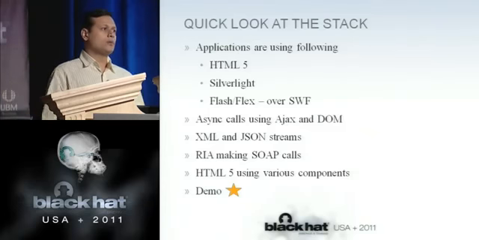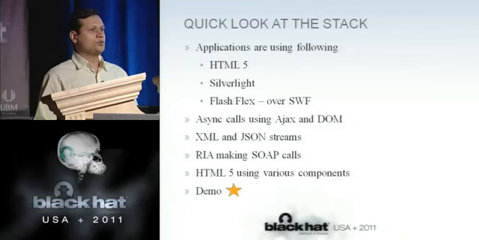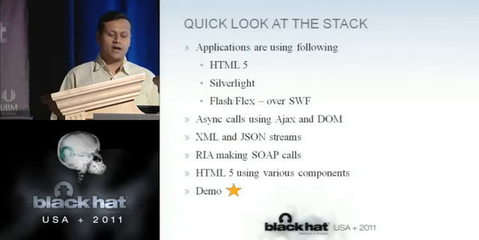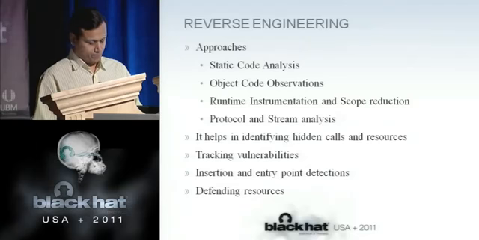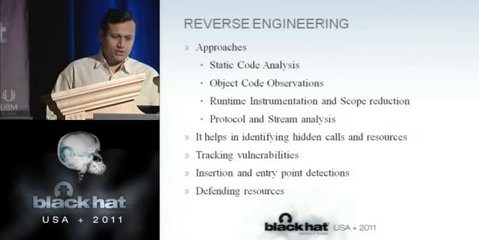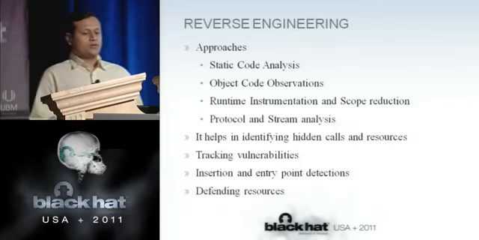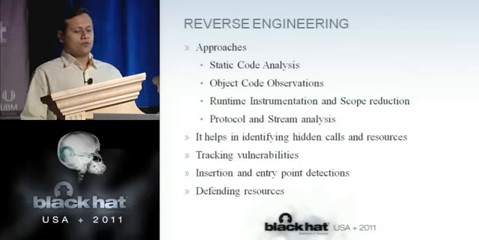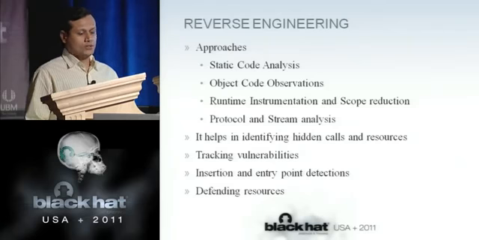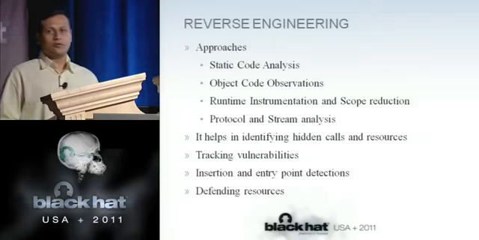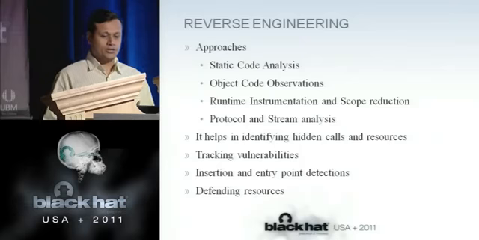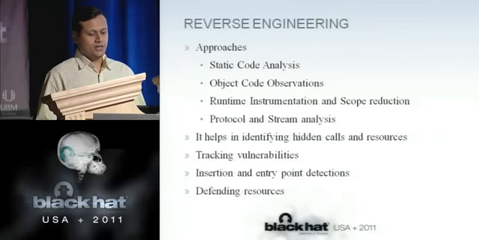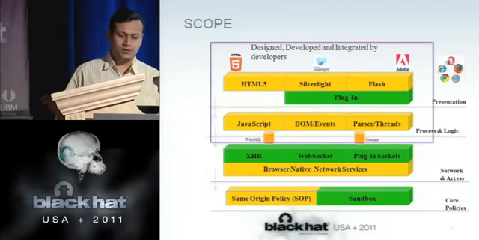So this is how the current application would be running in a browser. It has multiple protocols, it has multiple stacks to address, be it Silverlight, Flash, Flex, and so on. Okay, so reverse engineering approach. There are a few different approaches which you can take while doing reverse engineering. One is static code analysis, object code observation, runtime instrumentation, and scope reduction and protocol analysis as such. And the objective is to find and track vulnerabilities or any weaknesses which we have in the application.